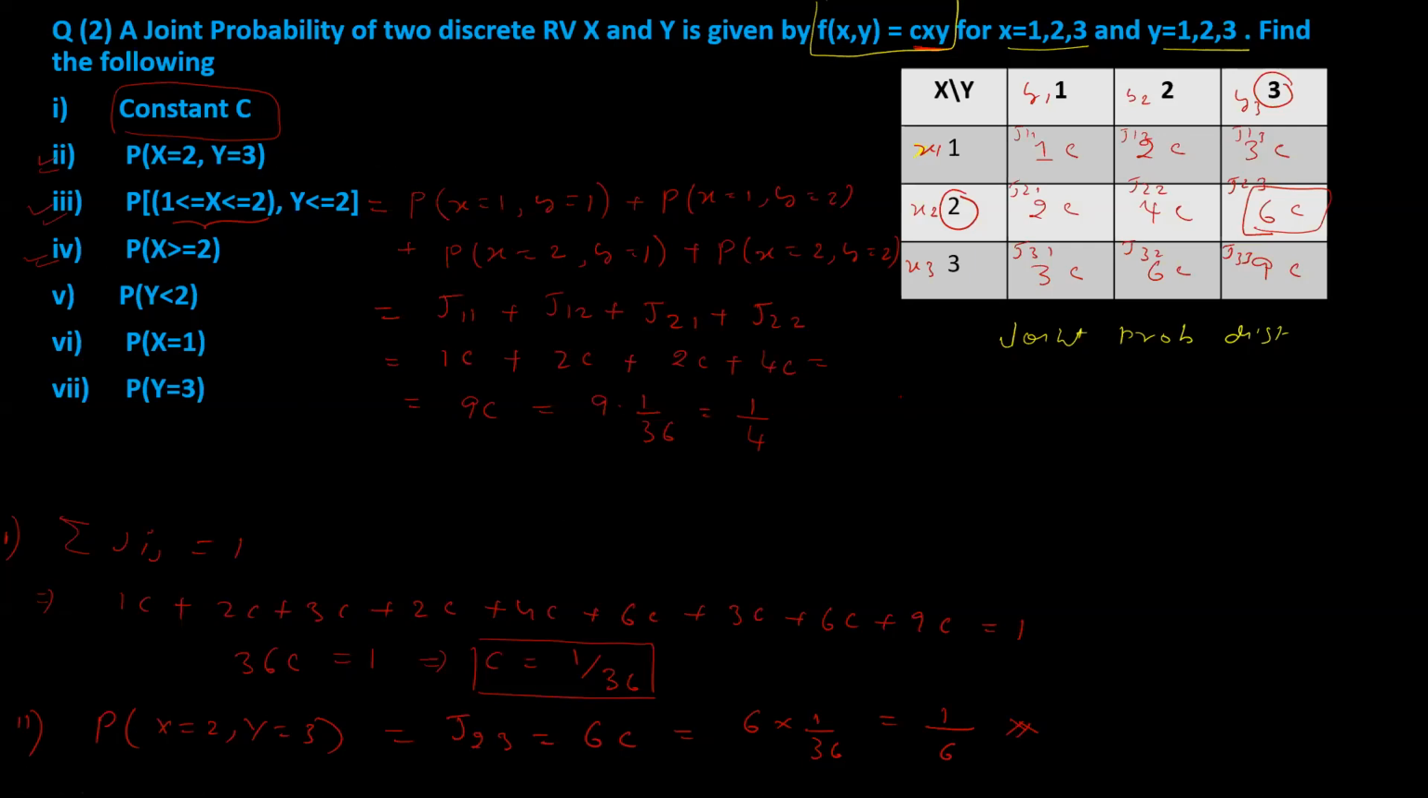Okay, fourth, I will just write it here. What is the probability of x greater than or equal to 2? Probability of x greater than or equal to 2 means the probability of x equals 1 also will come, and the probability of x equals 2 will come.